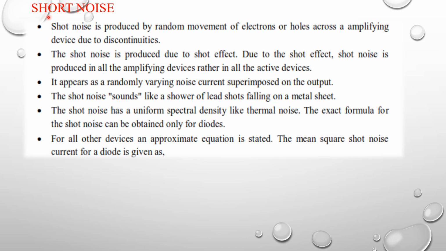Shot noise is one of the internal noises. Shot noise is produced by random movement of electrons or holes across an amplifying device due to discontinuities. The shot noise is produced due to the shot effect. Due to the shot effect, shot noise is produced in all the amplifying devices, rather in all the active devices. It appears as a randomly varying noise current superimposed on the output. The shot noise sounds like a shower of lead shots falling on a metal sheet.